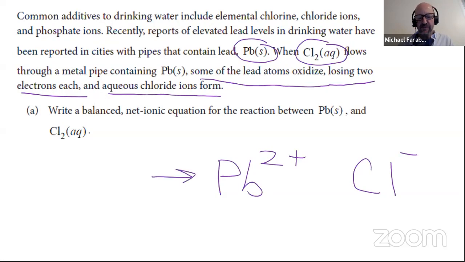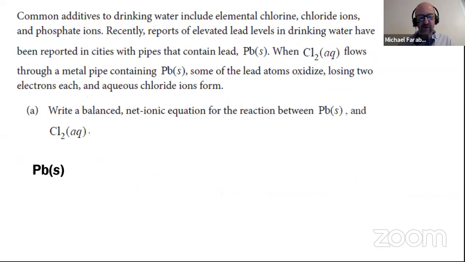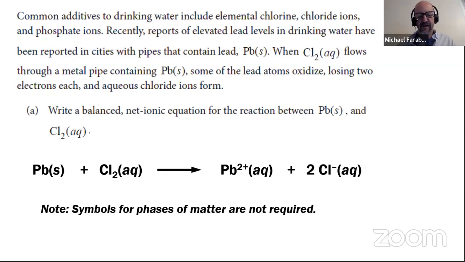So we are starting with lead and aqueous chlorine, Cl2. And then we're going to finish with these products, the lead ions and the chloride ions. Now, if this was my final answer, I would not receive full credit because I have not balanced the equation. So I'd have to add a 2 right there, and then that would be a fine way to express it. You don't necessarily need to show the phases of matter. Some students did put in S for solid and AQ for aqueous, but remember that symbols for phases of matter are not required.